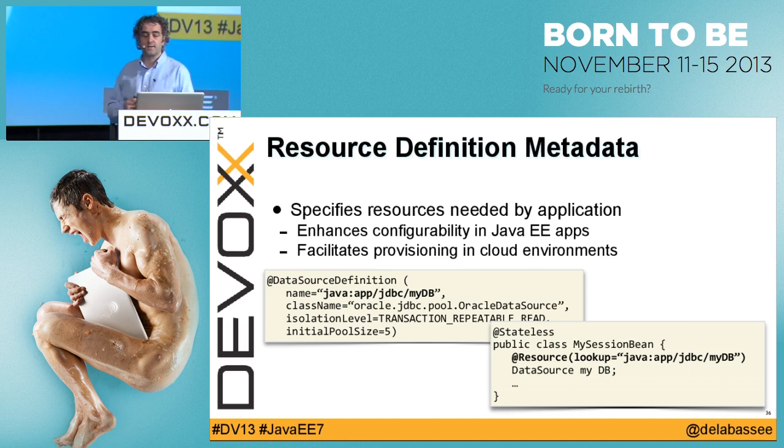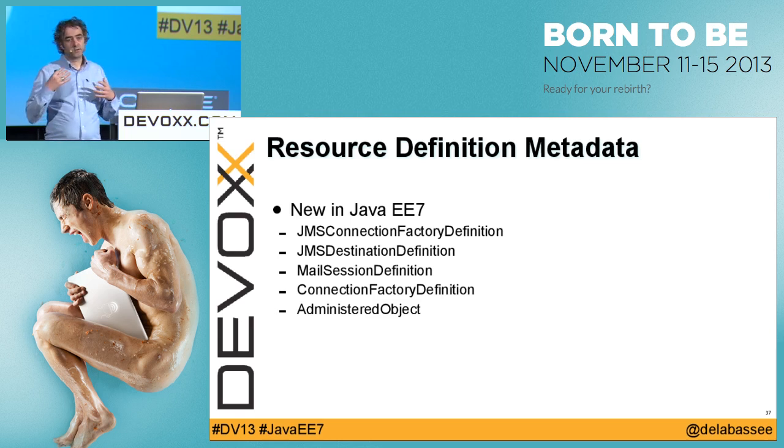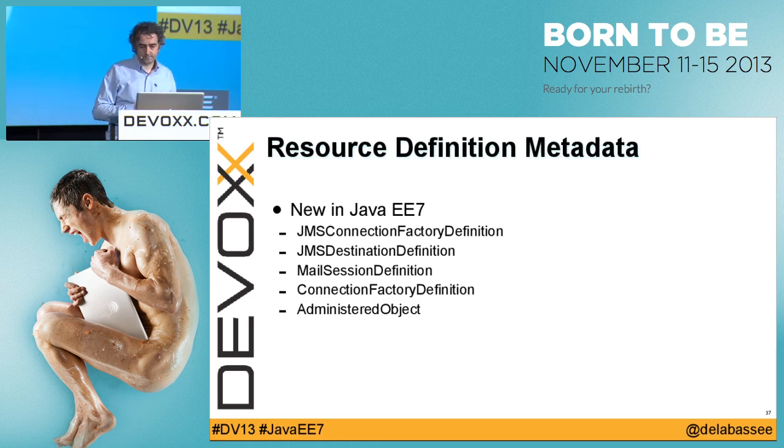What is new in Java EE 7 is that we have added new resource definitions. There is a JMS connection factory definition, a JMS destination definition, a mail session definition, so this is for JavaMail, a connection factory definition, this one is for defining a resource adapter, and finally, there is an administered object definition. So now you have the ability to use those definitions to specify and configure those objects within your code directly, and you can inject them afterwards.